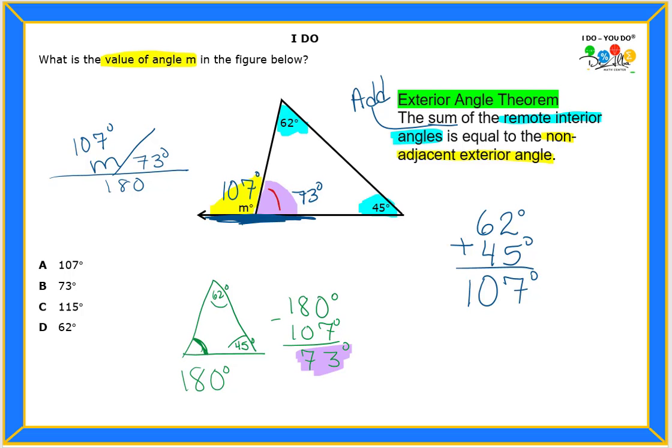So to me, this is like the long way to do it, right? Because you're finding the angle that is inside the triangle, and then you're taking it away from 180 just to find the angle that you could have found just by adding the two remote interior angles. So that's why it's very important that you memorize the theorems about these angles. Okay, so my answer for this, my angle M, is going to be 107, which is letter A. Very good.